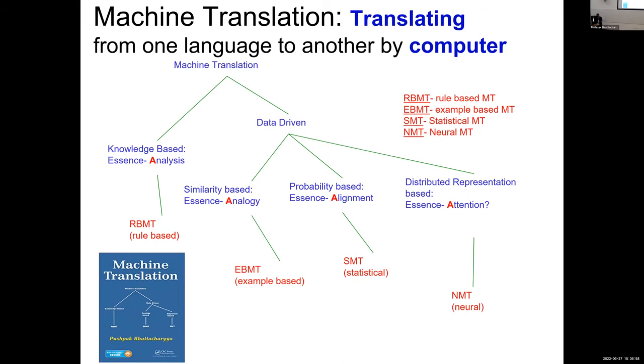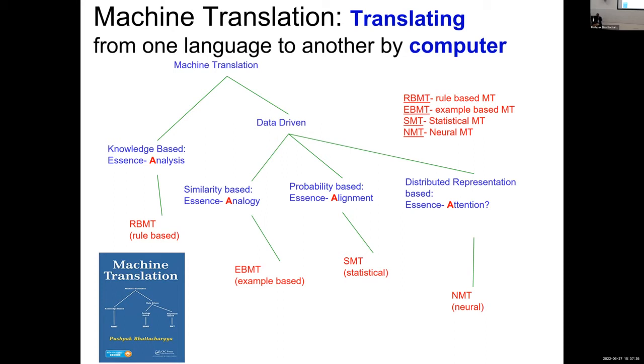Now, machine translation can be divided into knowledge-based approach and data-driven approach, like many other machine learning problems. In a knowledge-based approach, we have rule-based machine translation. And in data-driven, we have similarity-based machine translation, which is analogical machine translation, then probability-based machine translation, which is statistical machine translation, and then today, neural machine translation. So EBMT, SMT, and NMT are data-driven, whereas RBMT is based on rules. The rules are created by human beings.